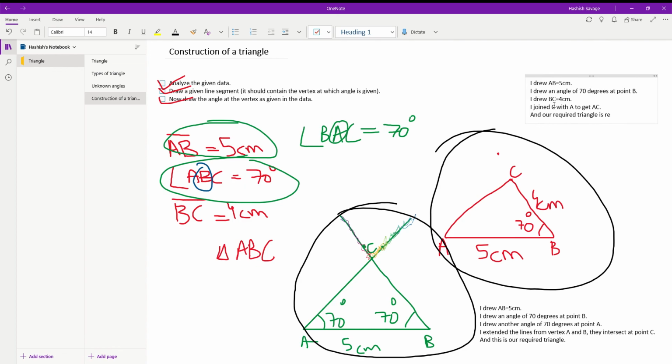So these are the points that you should be doing while drawing triangles like this, in which two of the sides and one of the angles is given. You will be covering these points, and when you have two of the angles on the other side, you will be covering points like this. So this was all from today.